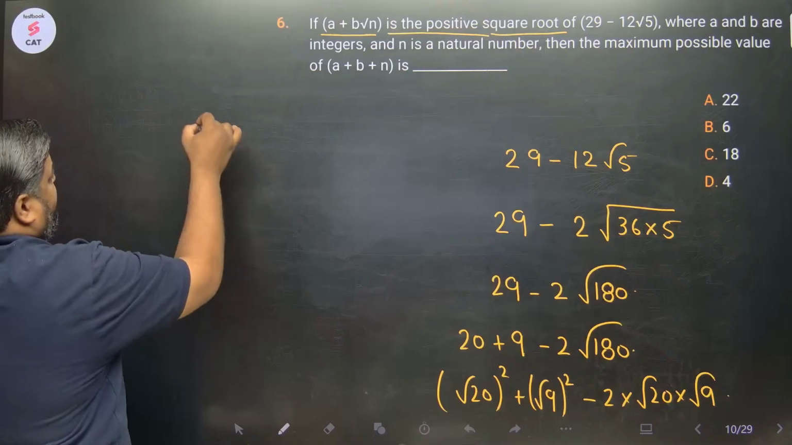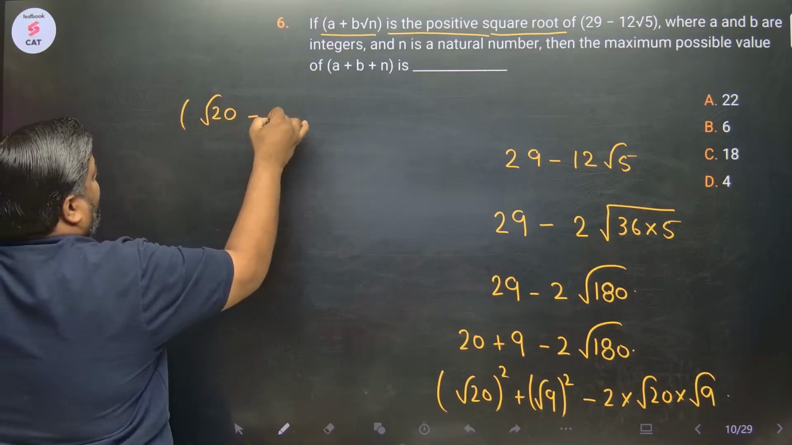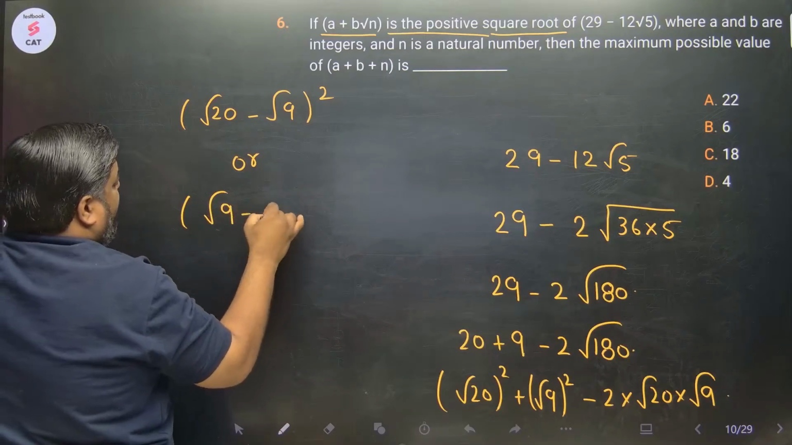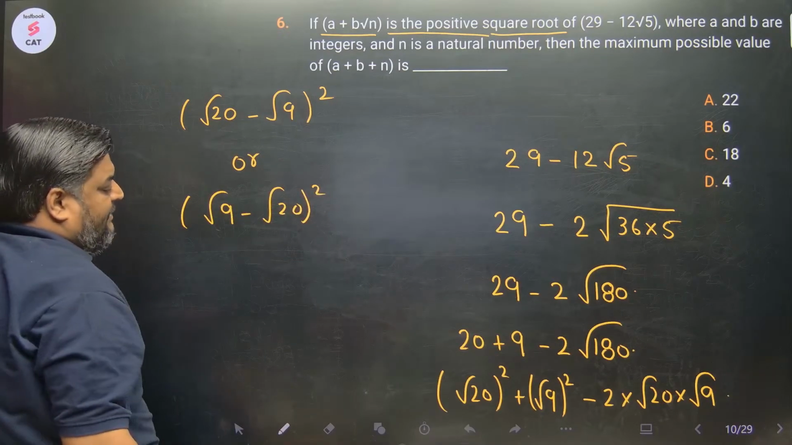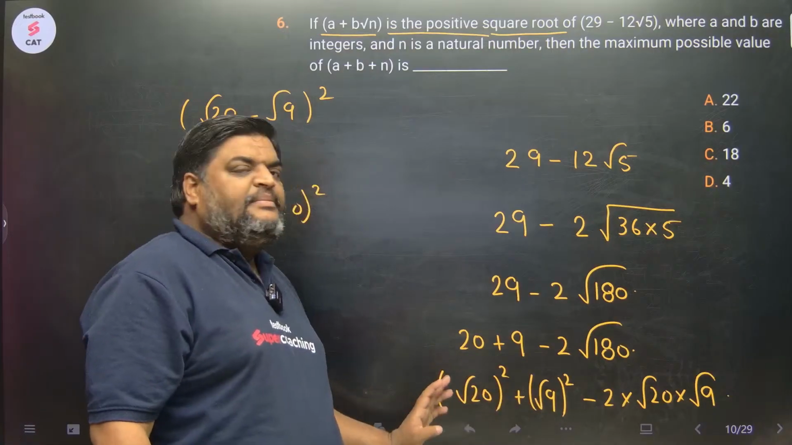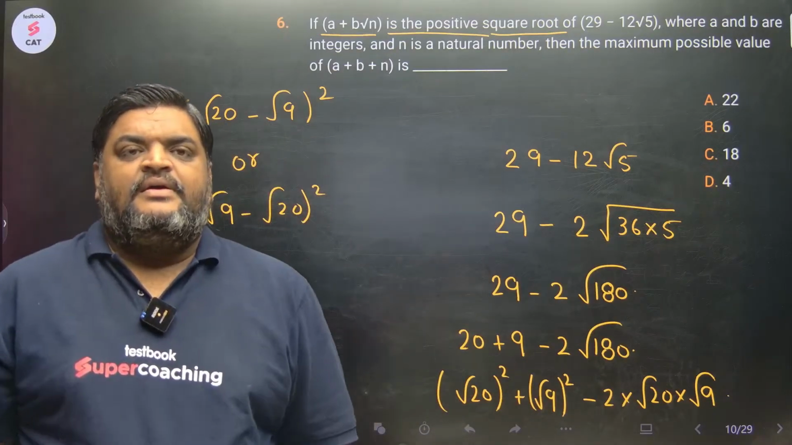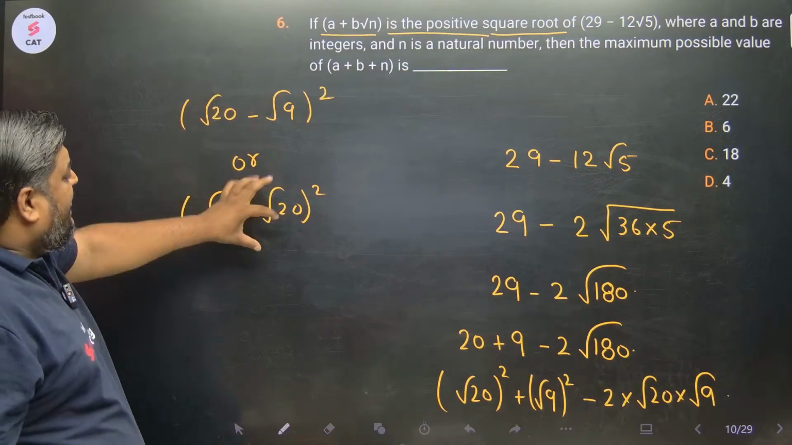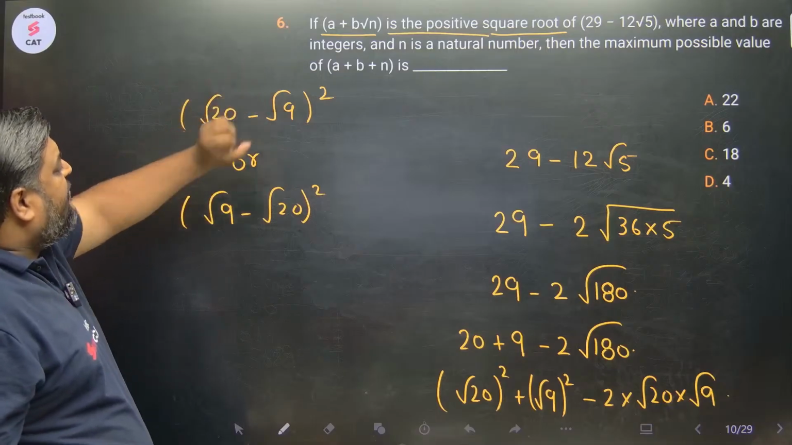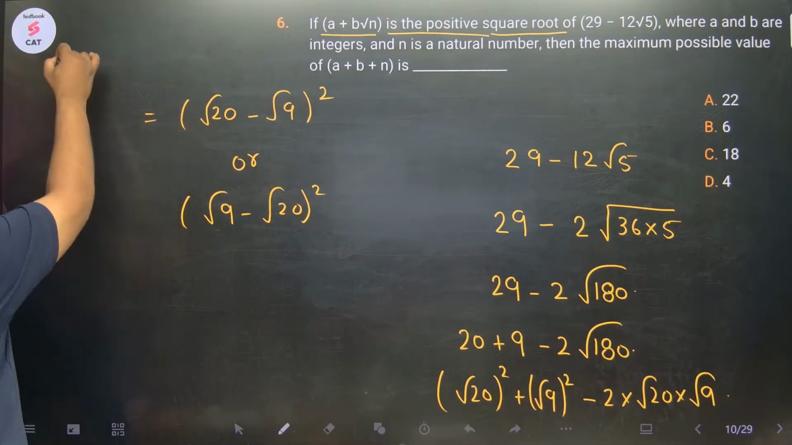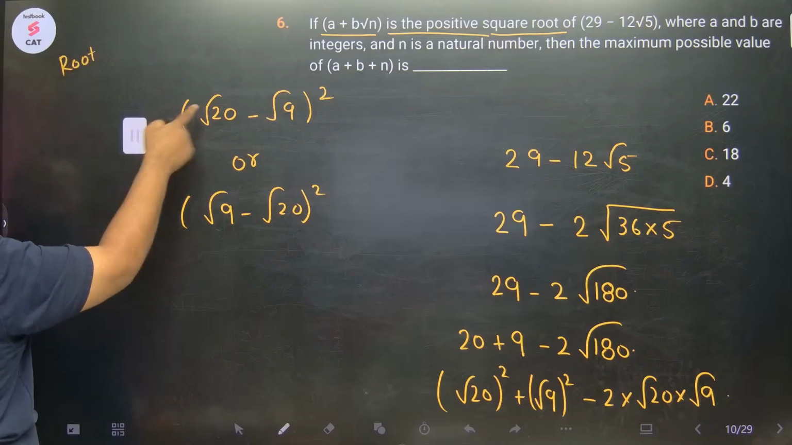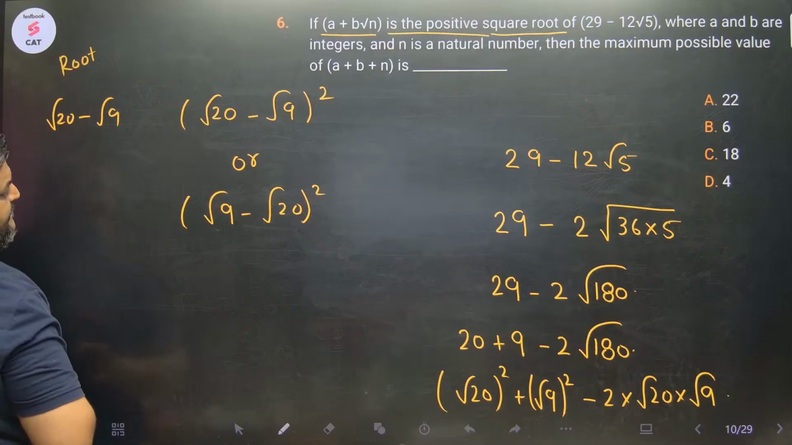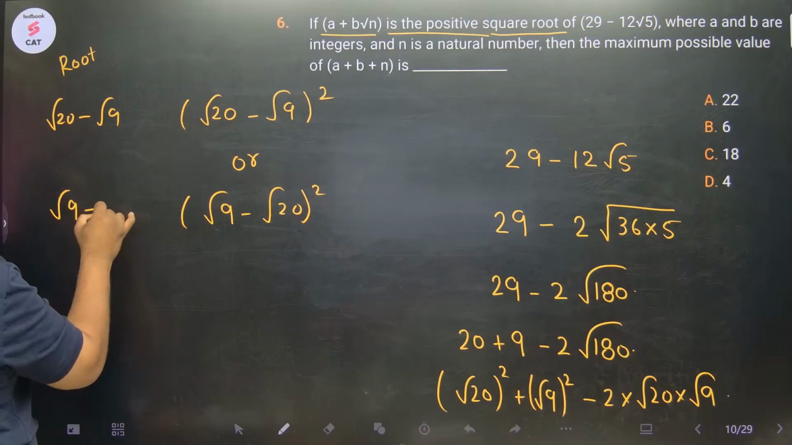So this can further be simplified as root 20 minus root 9 whole square, or root 9 minus root 20 whole square. Right? This could be a, this could be b, vice versa. So both possibilities are there. Even this is valid and this is valid. If this is valid, what will be its root? I am interested in the root. Its root will be root 20 minus root 9, and the other one's root will be root 9 minus root 20.